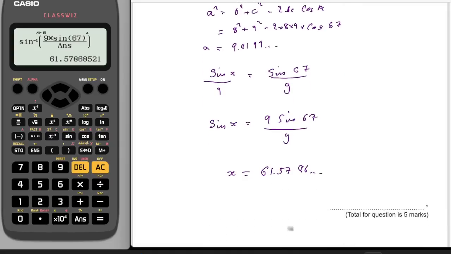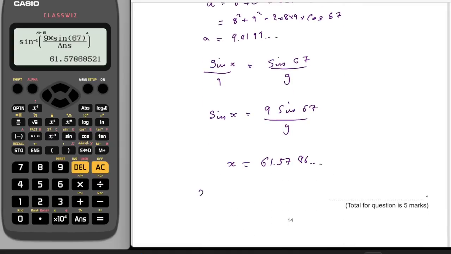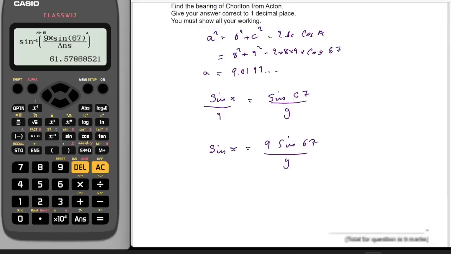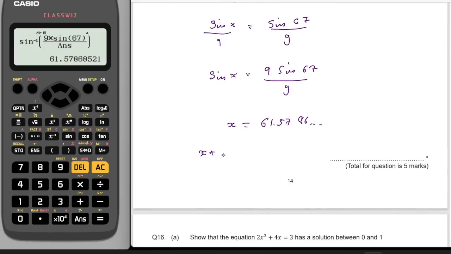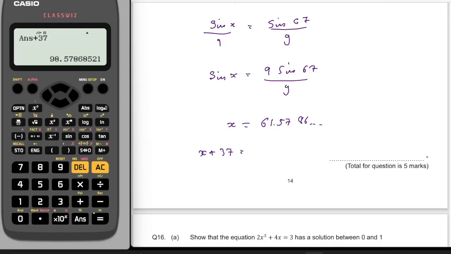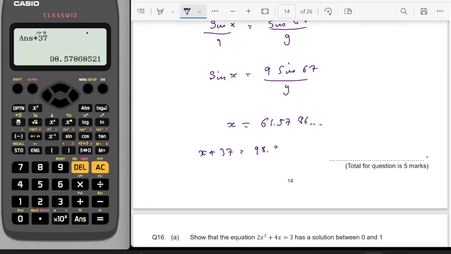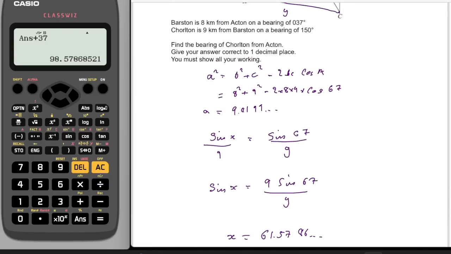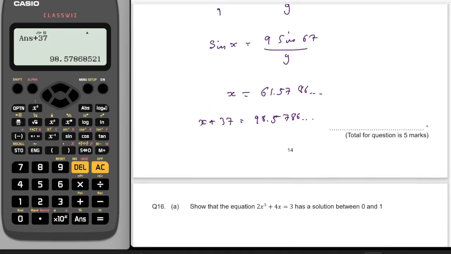So that's going to be the size of angle x, but we want the bearing. So the bearing is going to be x plus 37. So that's going to be equal to that plus 37, which is equal to 98.5786 dot dot dot.